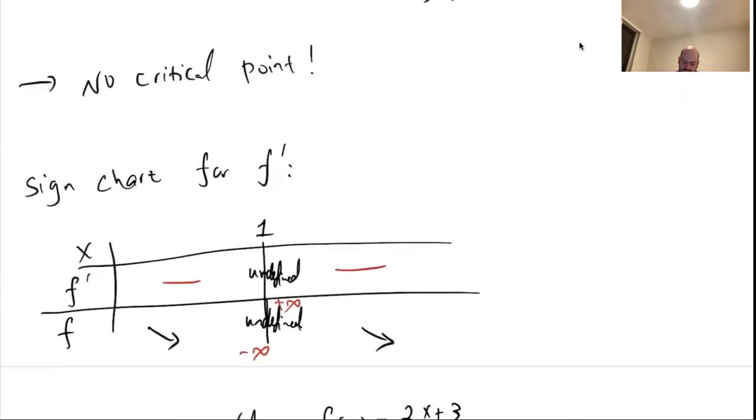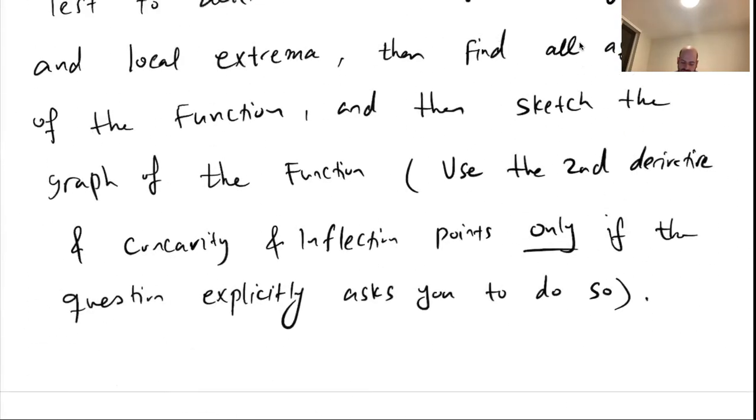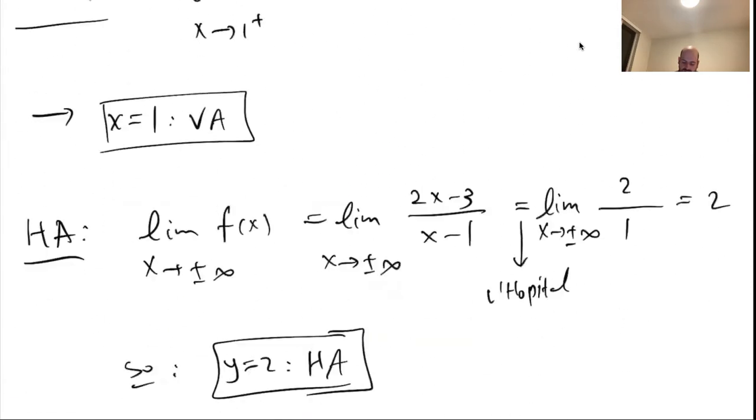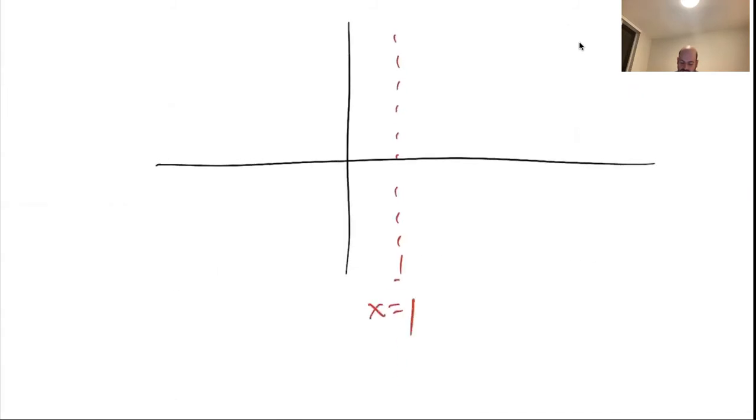Now, we did all the steps that we explained here. Find all asymptotes and then sketch the graph. We did everything. Now sketching the graph. We had two asymptotes. Remember, x equals 1 was our vertical asymptote, and y equals 2 was our horizontal asymptote.